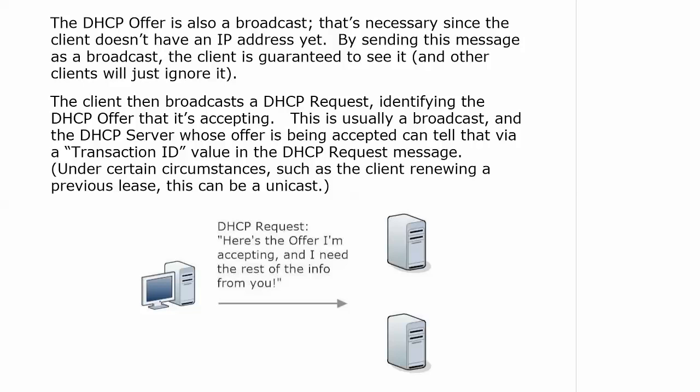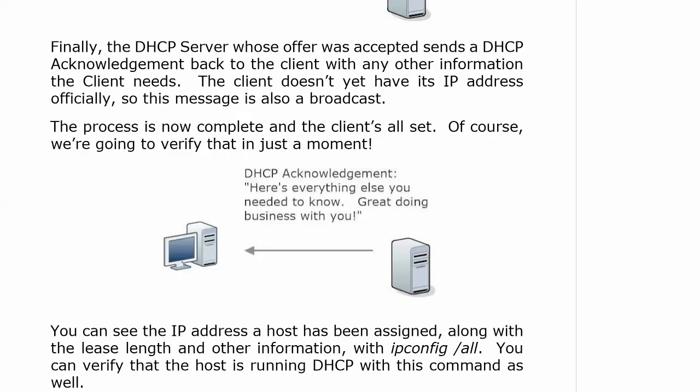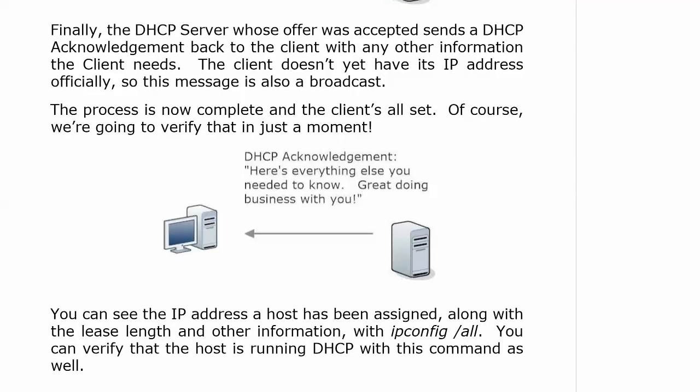Because under certain circumstances, such as the client renewing a previous lease, this can be a unicast. So I've seen it described both ways. Again, I would not worry about it for the exam, but know that it is usually a broadcast. Finally, that DHCP server whose offer was accepted sends an acknowledgement back to the client with any other information that the client needs. And the client is not officially using that IP address yet, so this message is also a broadcast. Now, the process is complete and the client's all set.